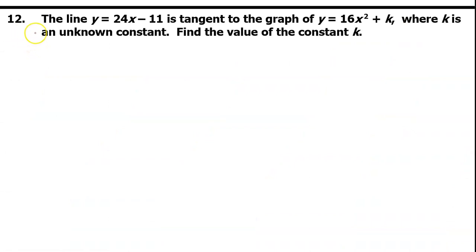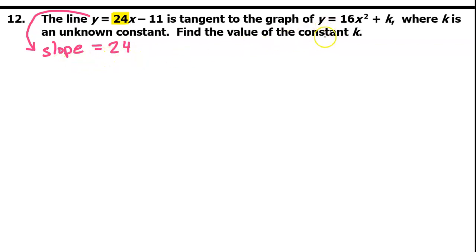All right. Number 12 is one of these problems where we have to find a missing constant. The line y equals 24x minus 11 is tangent to the graph of y equals 16x squared plus k, where k is an unknown constant. Find the value of the constant k. So we're given a tangent line. The main thing that tells us is that the slope is 24, right? Because y equals mx plus b. This is the slope. So this whole problem is about a point of tangency where the slope is 24.